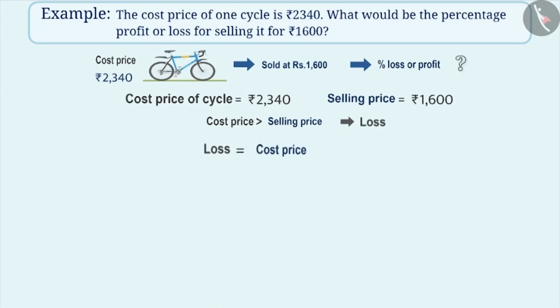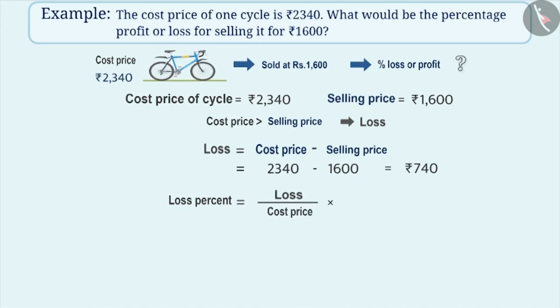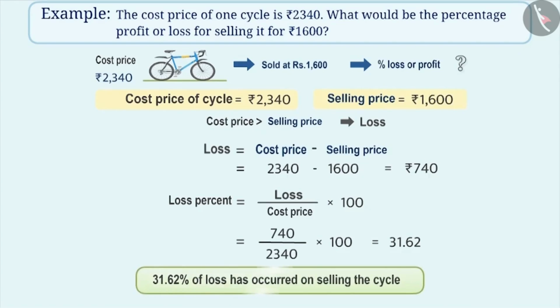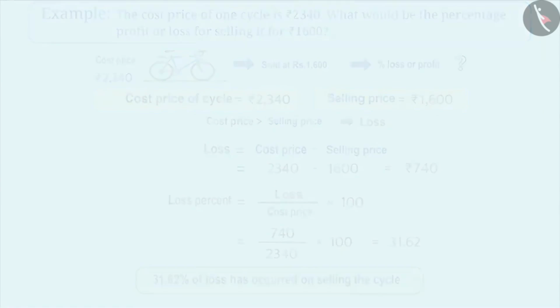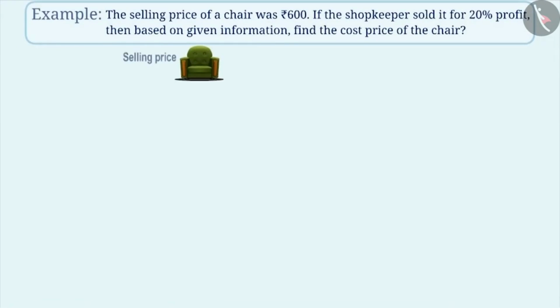That means this has resulted in a loss. Loss is equal to cost price minus selling price, which is equal to 2,340 minus 1,600, which is equal to 740 rupees. Loss percentage is equal to loss by cost price into 100, which is equal to 740 by 2,340 into 100, which is equal to 31.62. Therefore, if the cost price of the cycle is 2,340, then selling it at 1,600 incurs a loss of 31.62%.